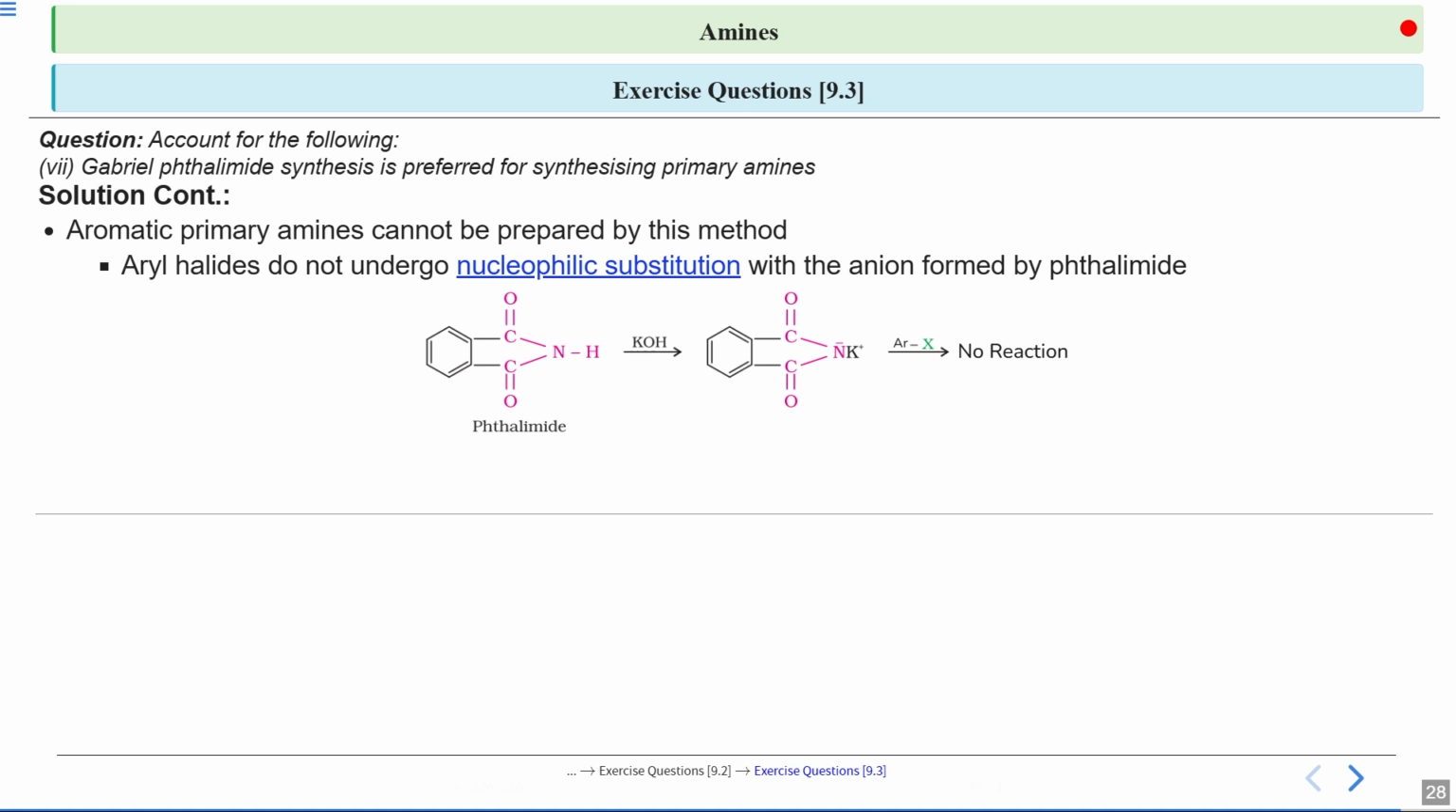Okay, so if you'll see this phthalimide, when it reacts with KOH, you will see this will form this compound, which is further heated with an alkyl halide, or when it is further treated with ArX, which is an aryl halide, this will not give any reaction. Okay, because they do not undergo nucleophilic substitution with the anion which is formed by the phthalimide. Okay.